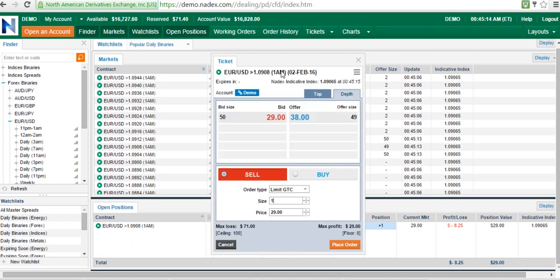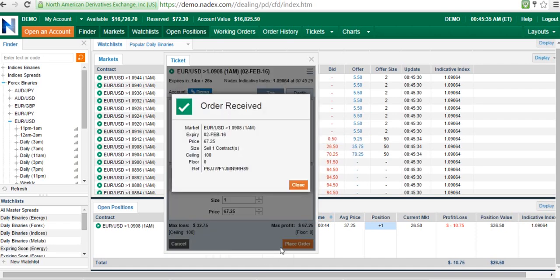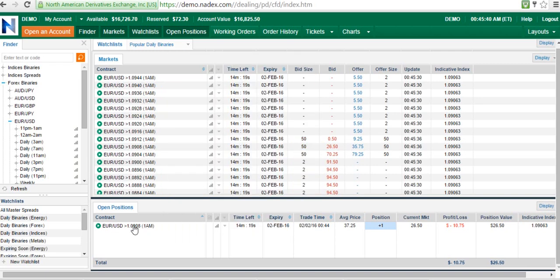So I click this, it pops up a ticket marked sell, and notice it's filled in here at whatever the price was when I opened the ticket. But I don't want to just place order and sell it for this. I don't want to sell it until it gets to, what was it? 67.25. So I can just hit place order. Okay, it says order received. Well, I'm still in this position here. Why is that? Well, because the market hasn't hit that level yet.